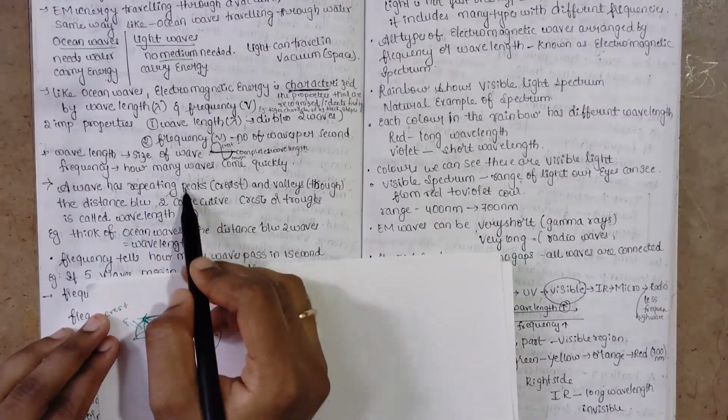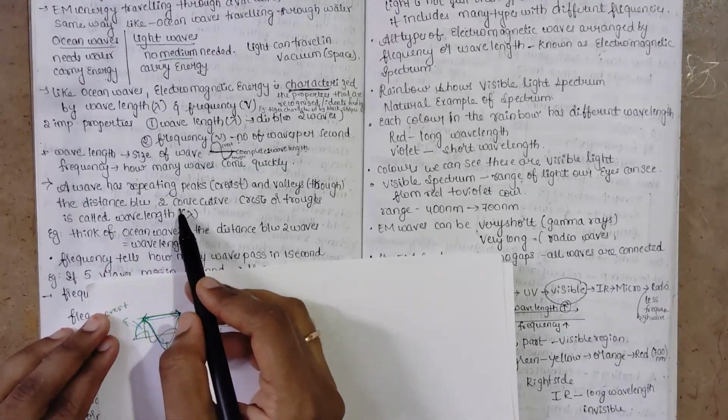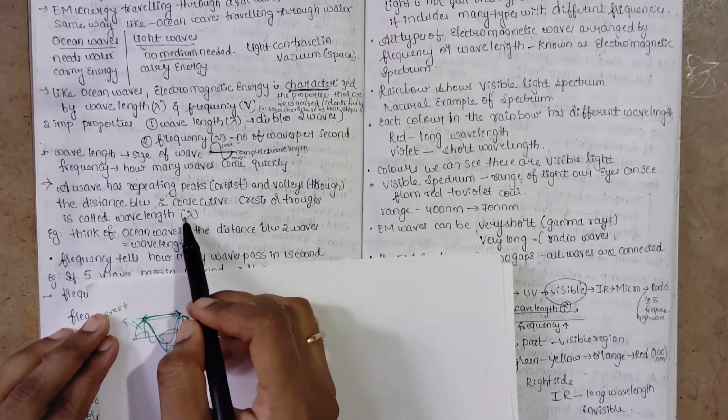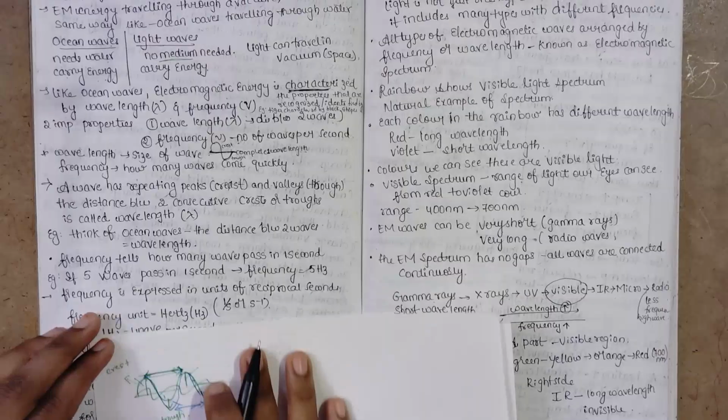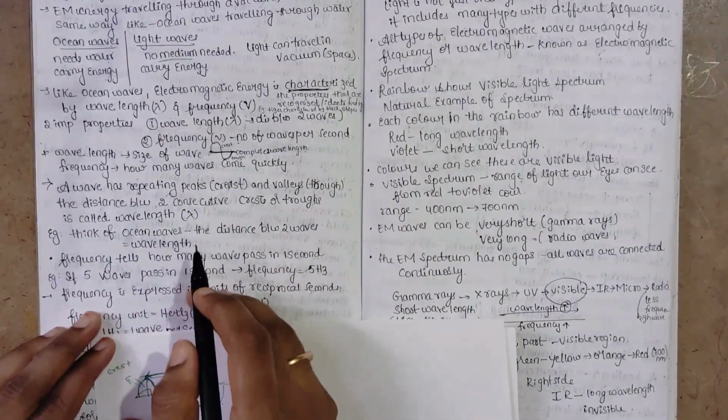A wave has repeated peaks and valleys. These are the peaks and these are the valleys. The distance between two consecutive crests or troughs is called the wavelength. This is the wavelength. Think of the ocean wave. The distance between the two waves is called the wavelength.